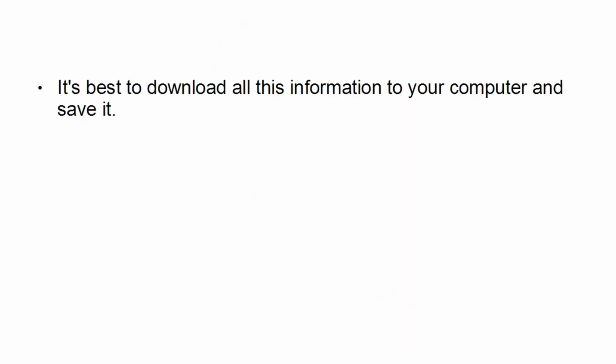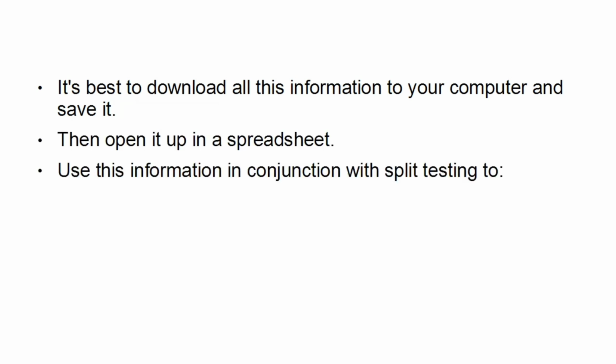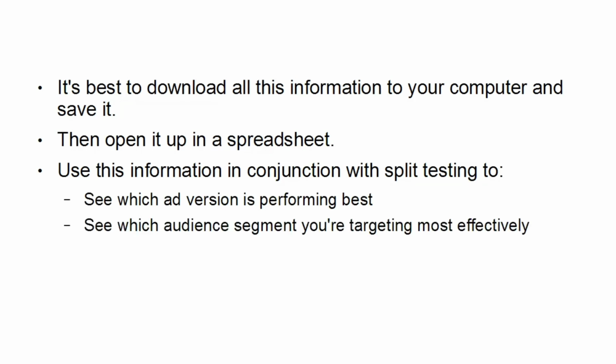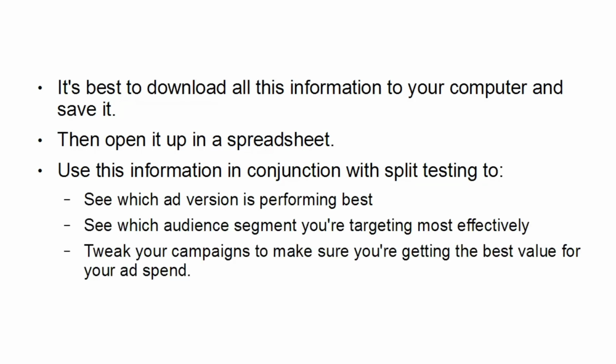Now, at this point, you might be on information overload and not know what to do with all this data. It's best to download all this information to your computer and to save it. And then you can open it up as a spreadsheet. And you want to use this information in conjunction with split testing to see which ad version is performing best, see which audience segment you're targeting most effectively, and to tweak your campaigns to make sure you're getting the best value for your ad spend.